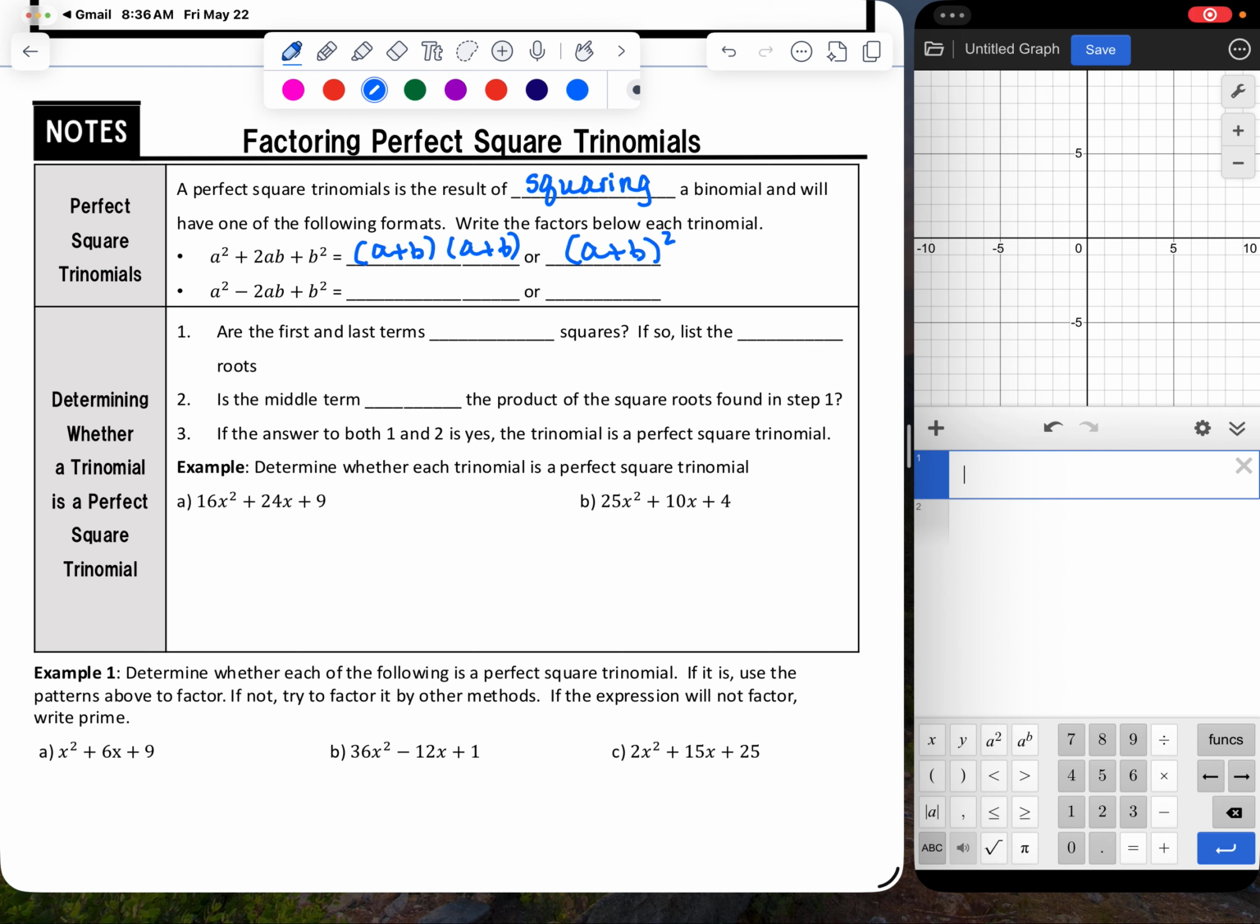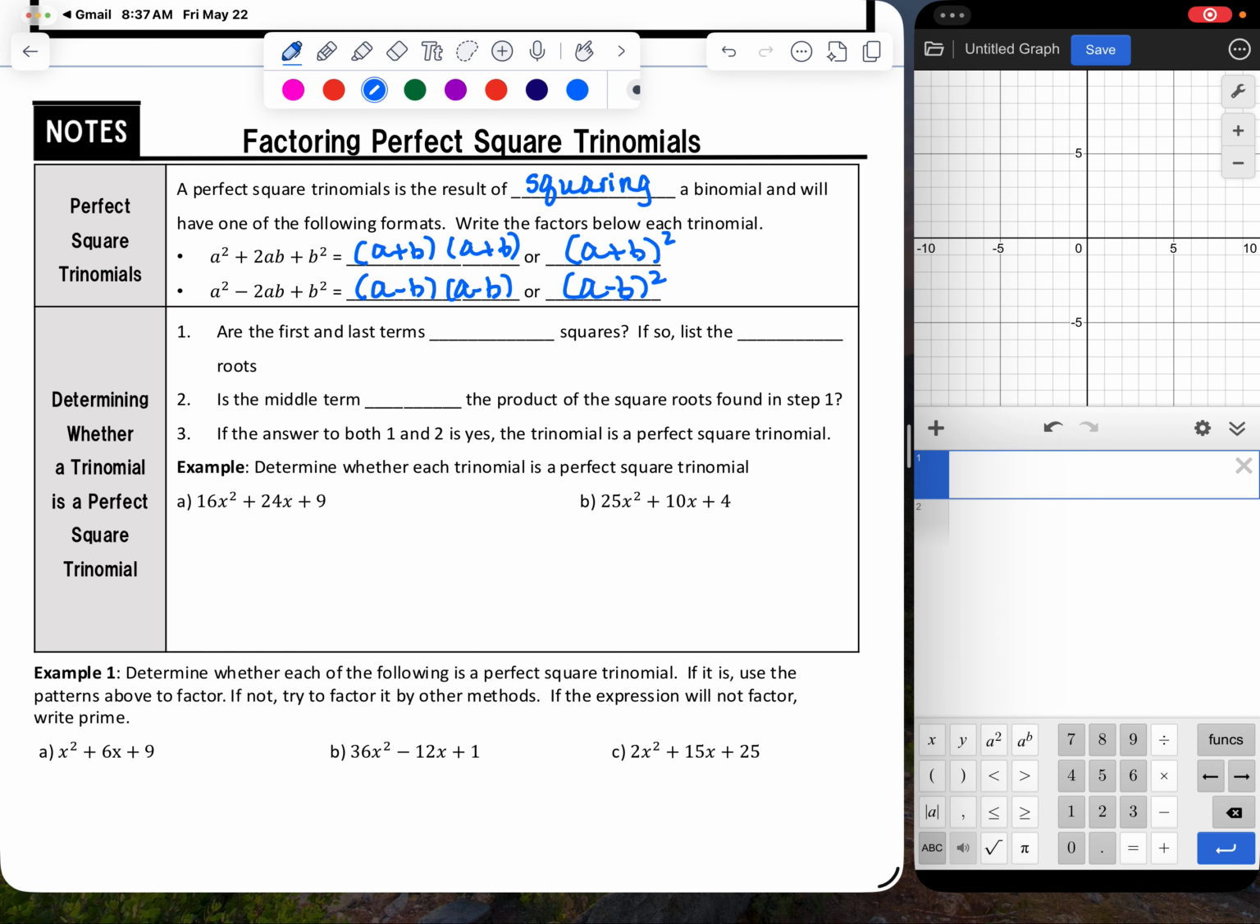Another form of a perfect square trinomial is almost identical, except it has a subtraction as the first operation symbol. So it's a squared minus 2ab plus b squared. So the factors of this are a minus b times a minus b, or it can be rewritten as a minus b squared.